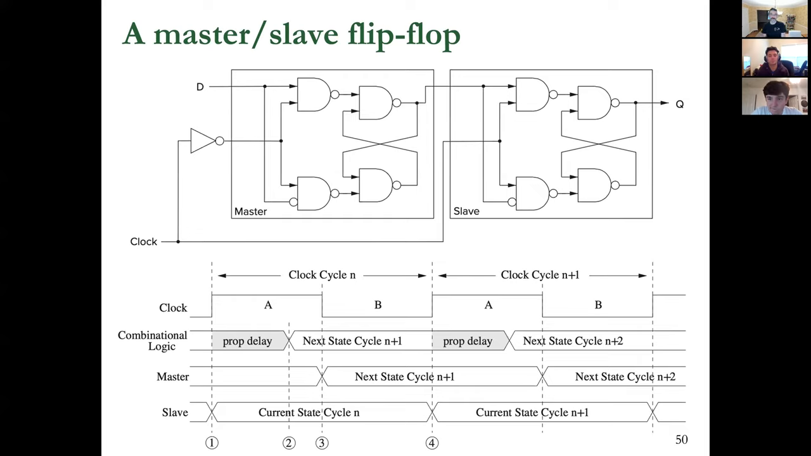When we transition to point four, since the signal would go to one, the master is disabled, but the slave is enabled. What's happening is that it pulls the data that was stored in the master previously, which was PC plus one, and pulls it to the slave. So the PC plus one would become available right at the beginning of the next clock cycle.